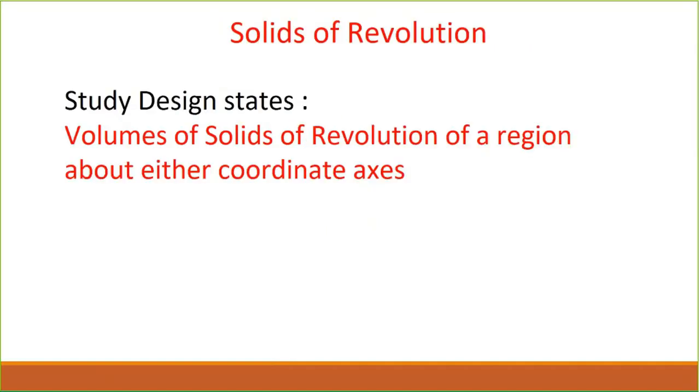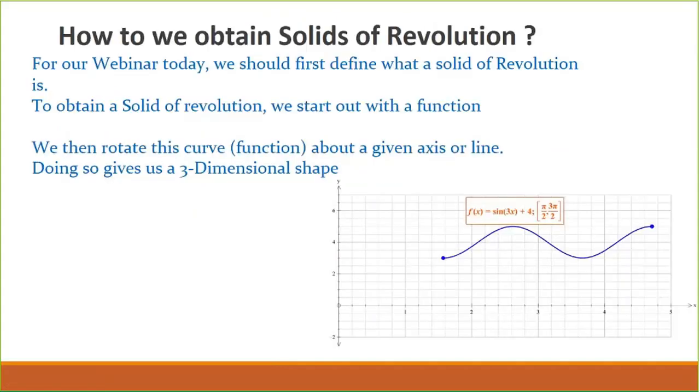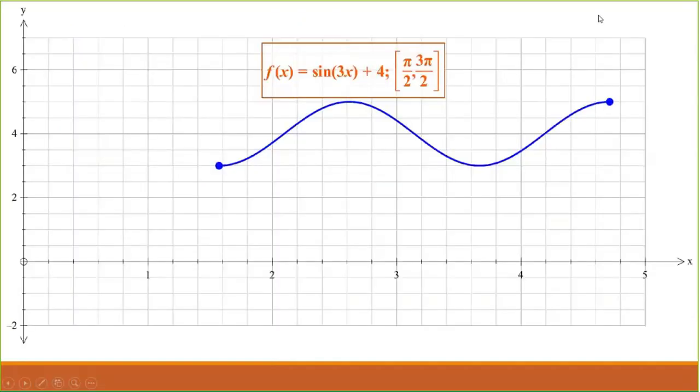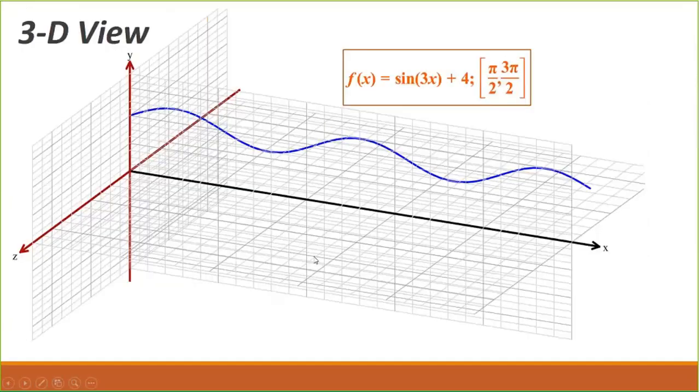This is what the study design states for the VCE Specialist Mathematics course. That's on your screen at the moment, the brief from the study design. And just a brief introductory screen over here on what solids of revolution are. We are going to rotate this shape, which is sine of 3x plus 4 in a domain of pi by 2 to 3 pi by 2, about the x-axis. In doing so, we obtain a solid shape. If I go to the next screen, that's the actual curve, and we see a 3D graph for the same function there. That's the result of rotation.